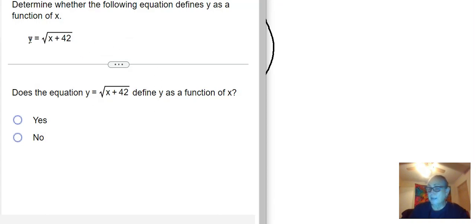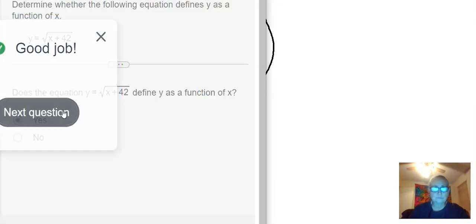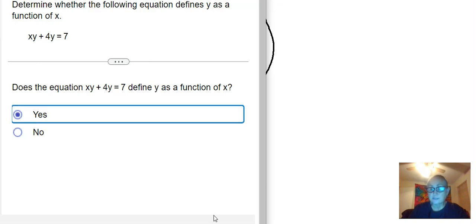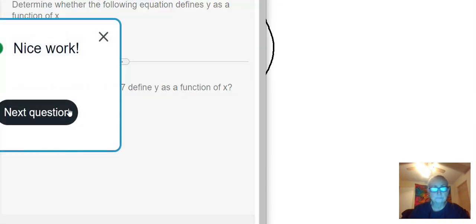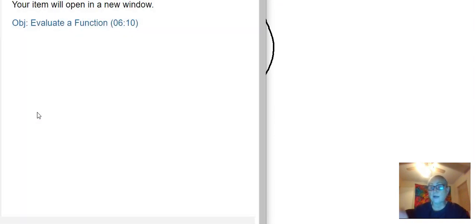Here we have a y and it's not squared, so yes, this is a function. Here we have a y in two different terms, but neither of them is squared, so yes, this is a function. Here we have absolute value bars around our x, but our y, again, is not squared, so yes, this is a function. Now remember, x can be squared, it's y that can't be squared for y to be a function of x.